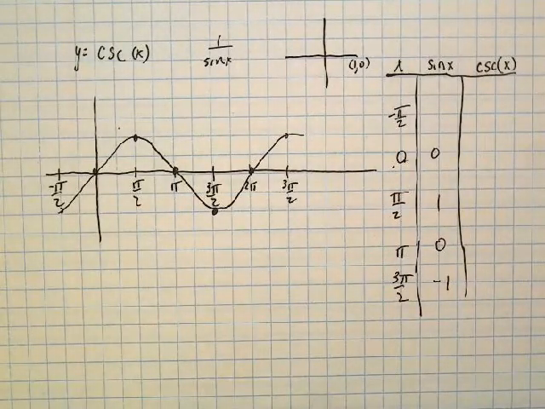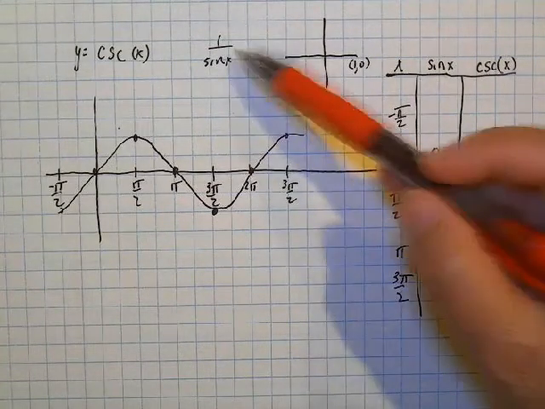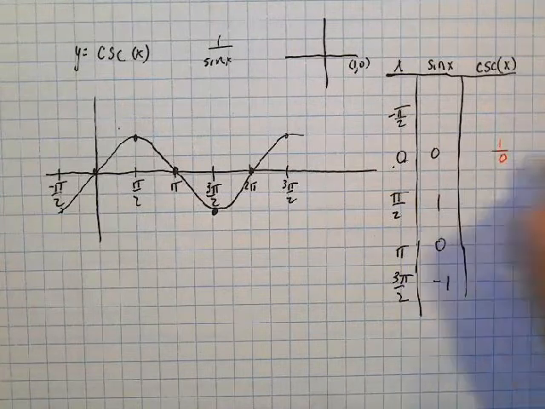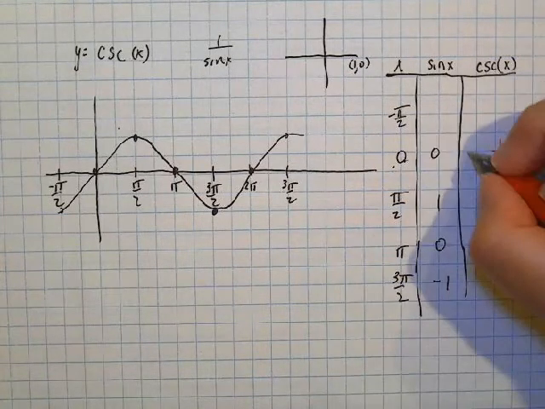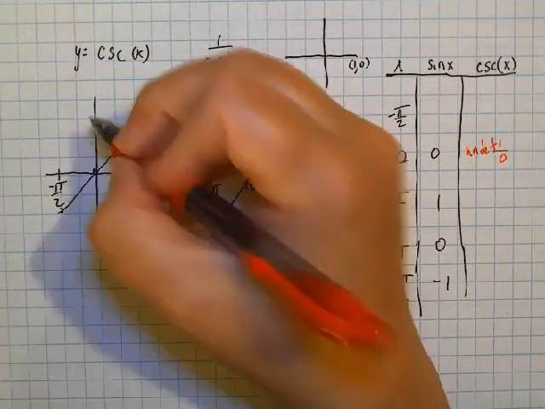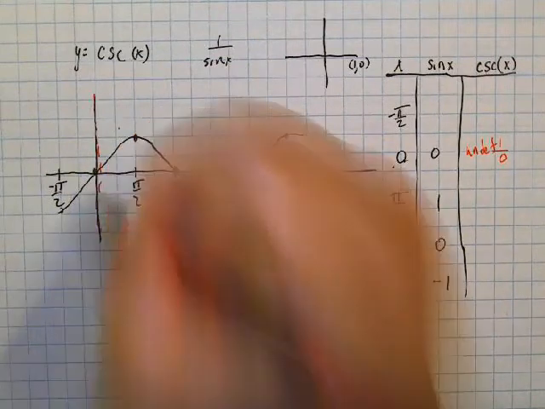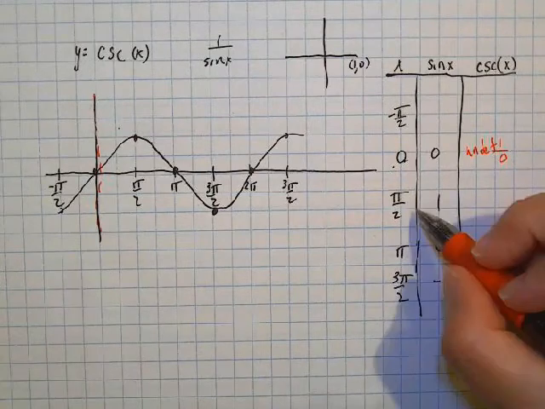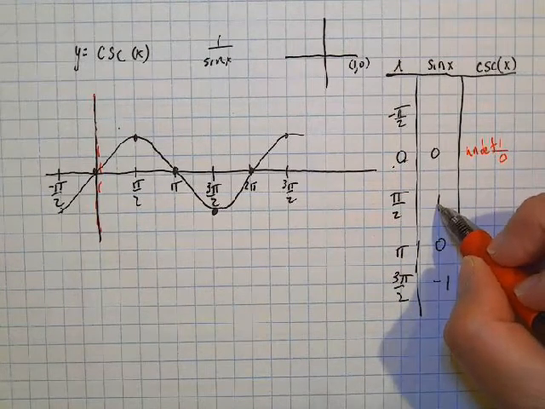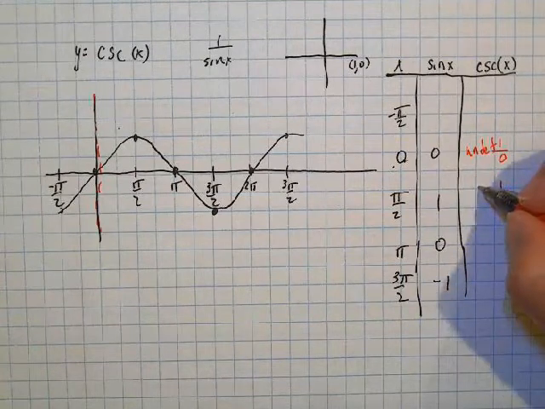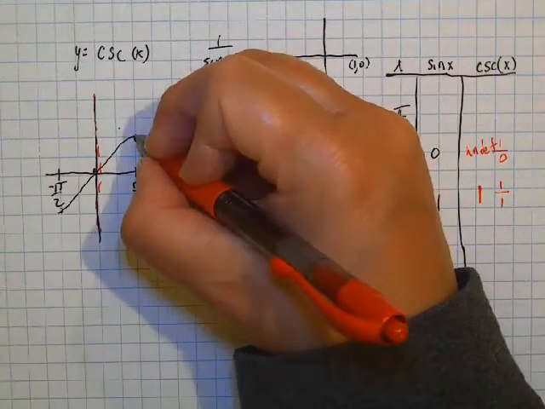But let's think about what cosecant looks like. Since cosecant is 1 over sine, cosecant at 0 is 1 over 0. And 1 over 0 is undefined. So cosecant at 0 is undefined, so we have an asymptote. Okay, let's think about pi over 2. Sine at pi over 2 is 1. Cosecant is 1 over sine, so at pi over 2, cosecant is going to be 1. So same as this.